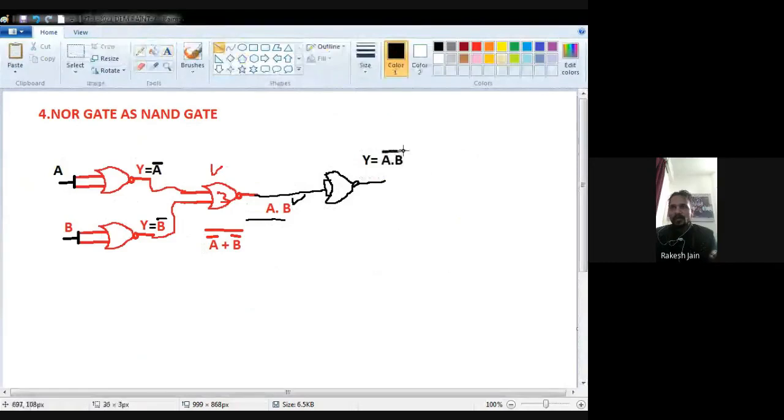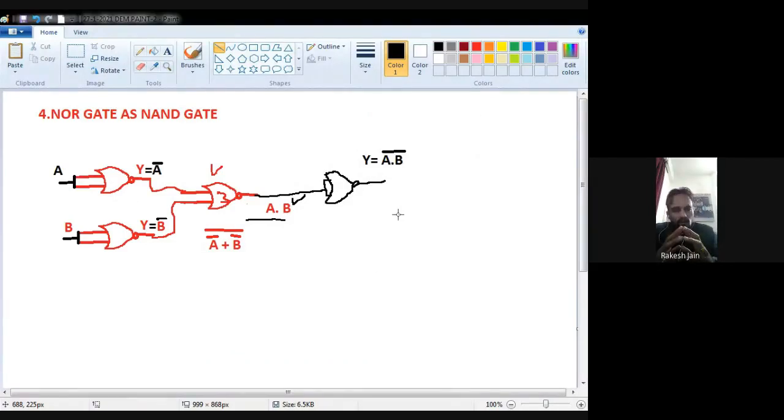And what is the input? Input is A dot B. So the output is the complement, meaning A dot B having a bar. So first of all, I realize NOR gate as an AND gate, then the output will be given to a NOR gate as a NOT gate. Then we will finally find NOR gate as a NAND gate.